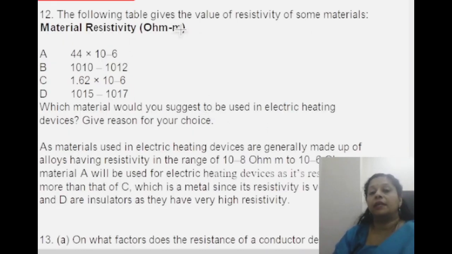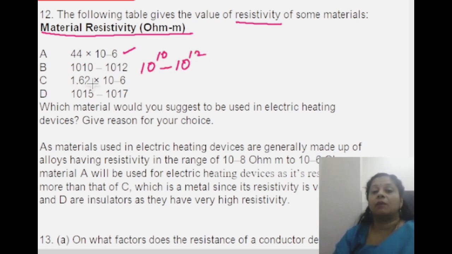The following table gives the value of resistivity of some materials. We know resistivity is the characteristic of a particular metal. The resistivity of these materials are: A has 44 into 10 to the power of minus 6, B has 10 to the power of 10 to 10 to the power of 12, C has 1.6 into 10 to the power of minus 6, D has 10 to the power of 15 to 10 to the power of 17. Which material would you suggest to be used in electric heating devices?